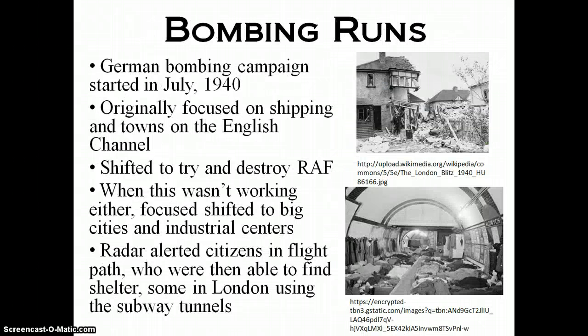Starting in mid-July, the Germans began their bombing campaign, focusing first on shipping and towns on and near the English Channel. When this had little impact, the focus shifted to destroying the RAF, which was not as easy to defeat as they had thought. When fewer British planes were being shot down than the Germans needed, they again shifted their focus and tried to bomb larger cities and industrial centers. Because radar could give cities some warning about where the Luftwaffe was headed, citizens in those areas were able to get to shelter quickly, including using the subways of London for protection.